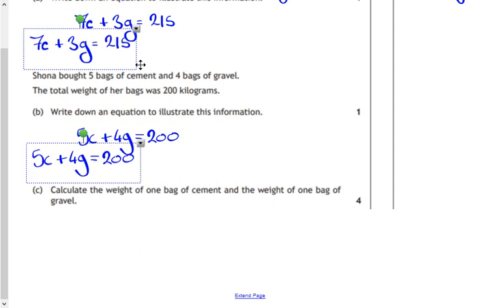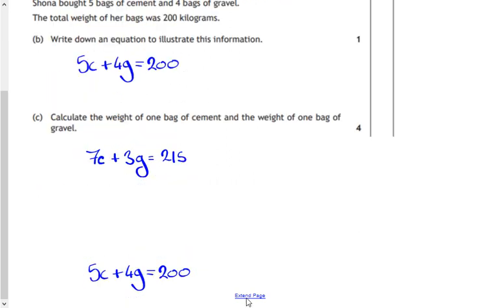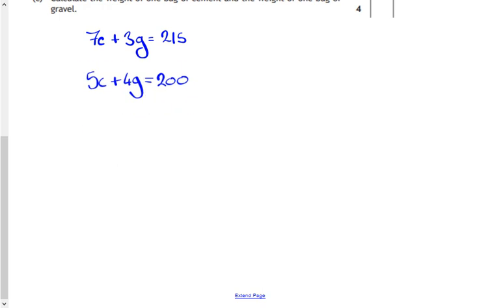Here is our simultaneous equation part. I'm going to steal these equations from earlier, and we're going to use these to solve for G and C. So I'm going to call this equation 1 and this equation 2. Now I'm going to solve through elimination, just because I find it easier than substitution, especially in a question like this. Now, the lowest common multiple of 7 and 5 is 35, and the lowest common multiple of 3 and 4 is 12. So I'm going to eliminate the g's first, because 12 is an easier number to get to.